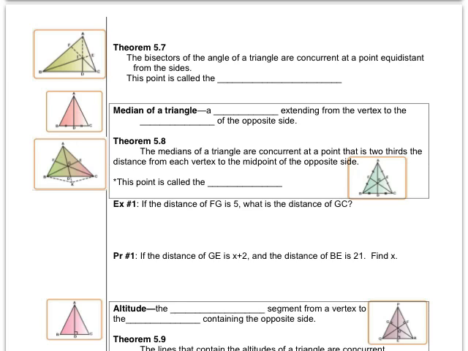Okay. And the bisectors of the angles of a triangle are concurrent at a point equidistant from the sides, and this point is called the incenter. And you don't really need to know this, but the incenter and the circumcenter are actually centers of circles. The circumcenter is the center of a circle that circumscribes the triangle, and the incenter is the center of a circle that inscribes the triangle. So kind of neat. You could Google that, look at some pictures.